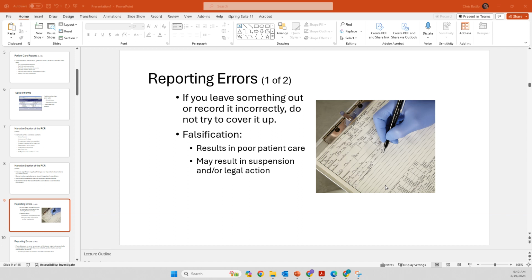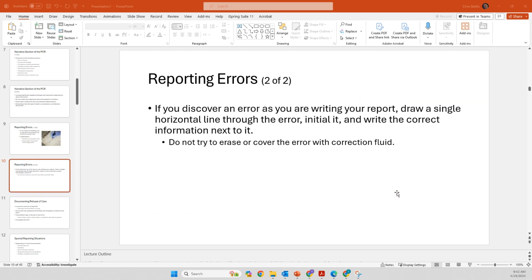Strike through it, put your initials and time there, and move on. Falsification of records is a criminal offense, and I'll leave that right there. If you put something in an electronic chart incorrectly, they all have a section where you can put an addendum in it to correct the error you made.